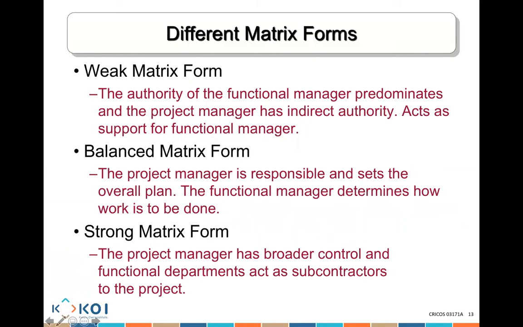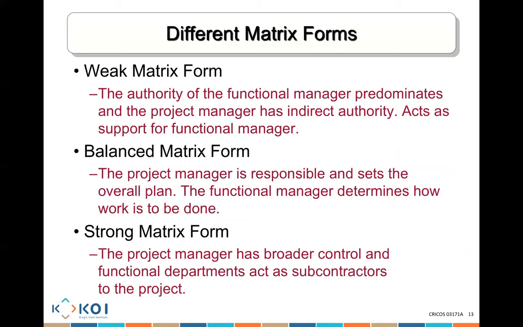Now, there are three forms of matrix: one weak, one balanced, one strong. Weak means a functional manager has the final say. He decides really how things get done. He has the authority, and the project manager only has an indirect authority. So he basically goes and supports a functional manager.